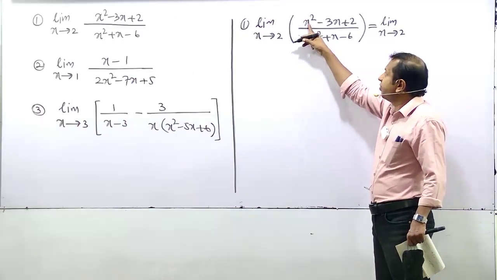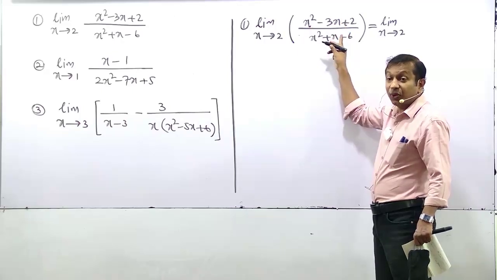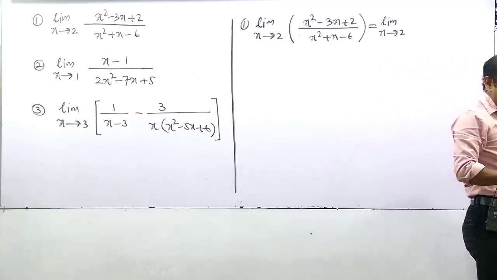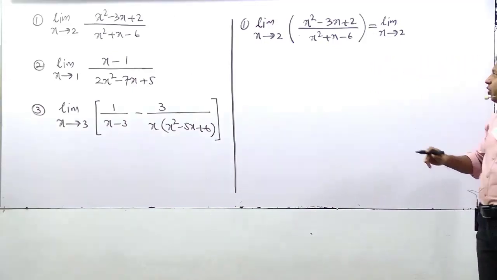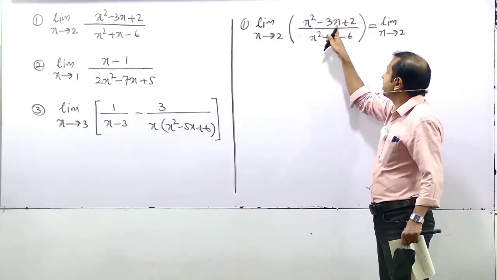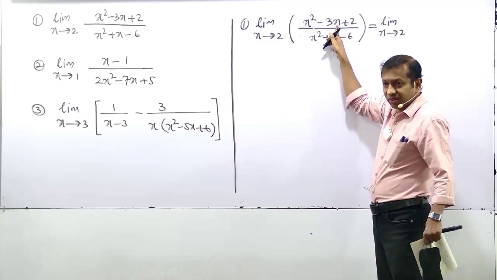Substitute x equals 2, see whether this is 0. When you put x equals 2, if this and this both are 0, according to the converse of the factor theorem, you know x minus 2 is a factor. Can you remember the converse of the factor theorem? When you put x equals 2 here, what do you get? 4 minus 6 plus 2, 6 minus 6 is 0. That means x minus 2 is a factor, no?